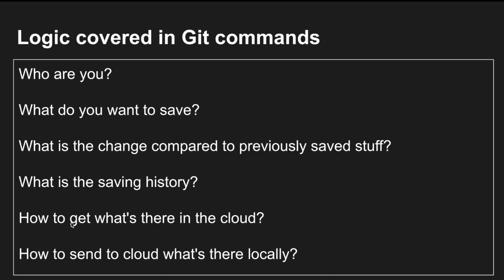How to get what's there in the cloud. If you are storing something in GitHub or any GitHub equivalent like GitLab or Bitbucket, how do you get that code base? And the next thing is the opposite of it: how to send to the cloud what's already there locally. All of these are the basic logics which are covered by the basic Git commands, and in the next slide I'm going to show you the actual commands which cover the logic.